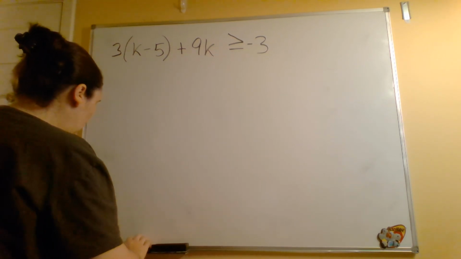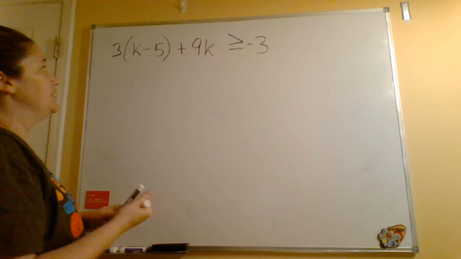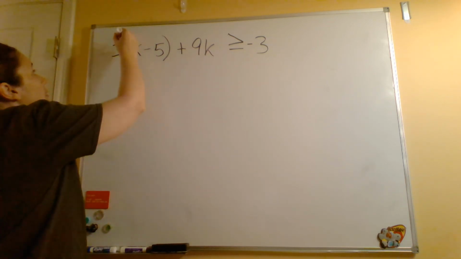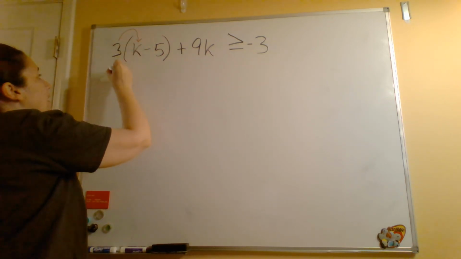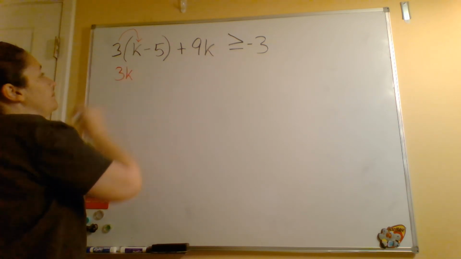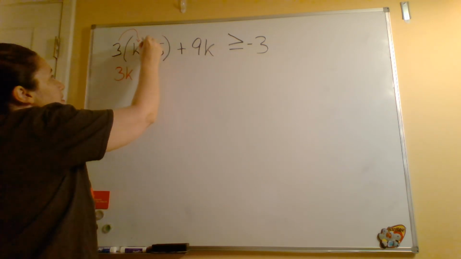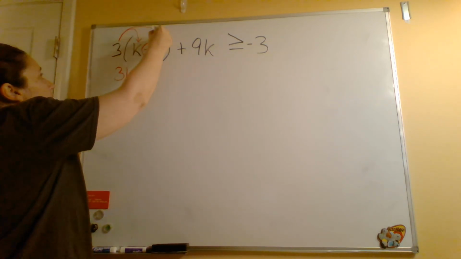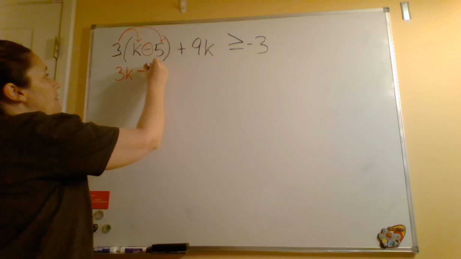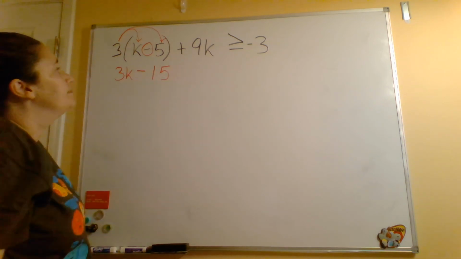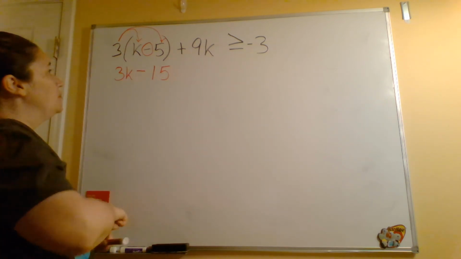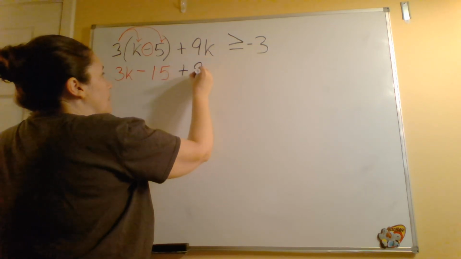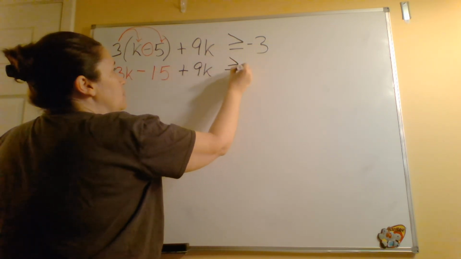First thing I'm going to have to do for this problem is get rid of the parentheses by distributing. I need to give the 3 to the k and make it 3k. I need to write down this minus sign. Then I need to give the 3 to the 5. 3 times 5 is 15. Then I write down the rest of the problem: plus 9k is greater than or equal to -3.